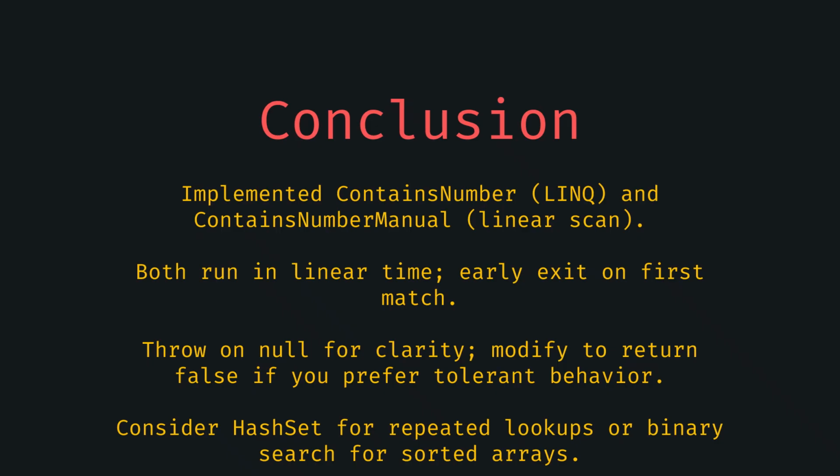To wrap up, we built a small, robust C# helper to check whether an integer exists in an array. The LINQ method is concise, and the manual method also reveals the underlying algorithm. Both are appropriate depending on your environment and style guidelines.